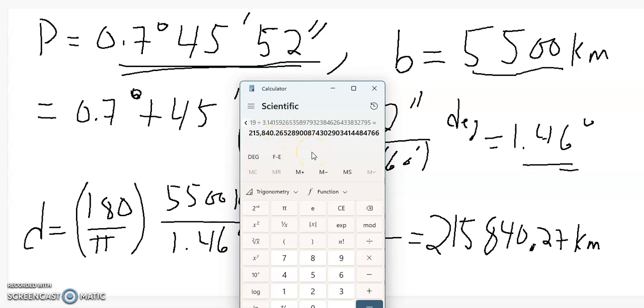All right, so that is how you do a parallax problem. So this would be something like, you saw something, maybe a satellite going around Earth. I mean, that's a reasonable distance for a satellite around Earth, 200 and something, 215,000 kilometers away. Perfectly fine.